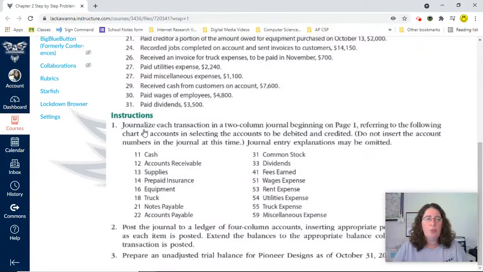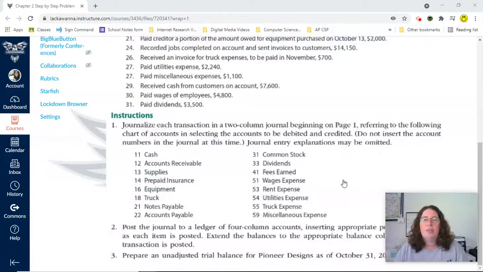Our instructions, number 1, journalize each transaction in a 2-column journal beginning on page 1, referring to the following chart of accounts and selecting the accounts to be debited and credited. Do not insert the account numbers in the journal at this time, and journal entry explanations may be omitted.